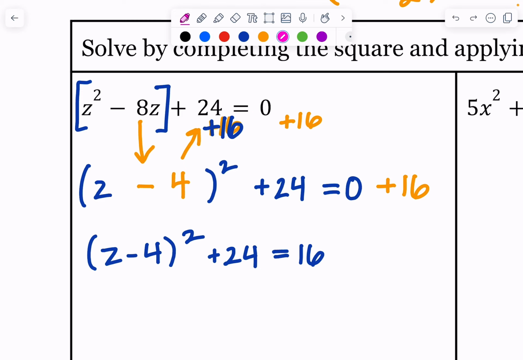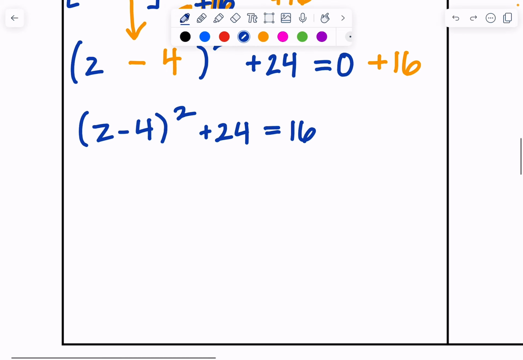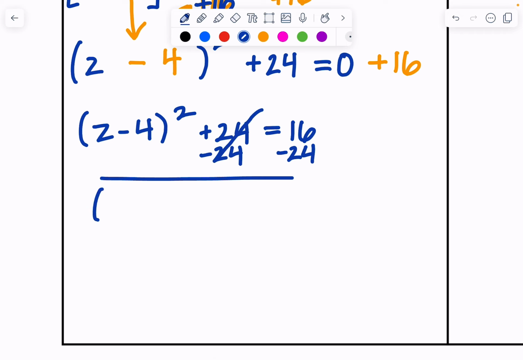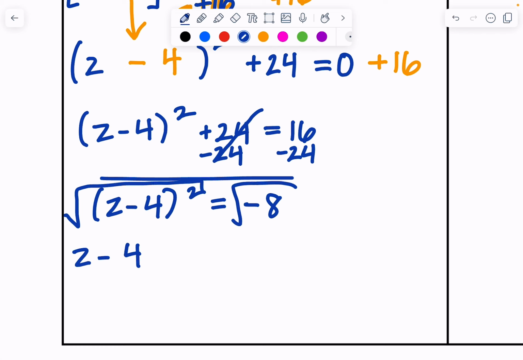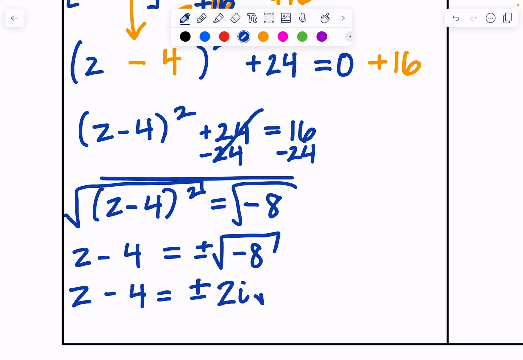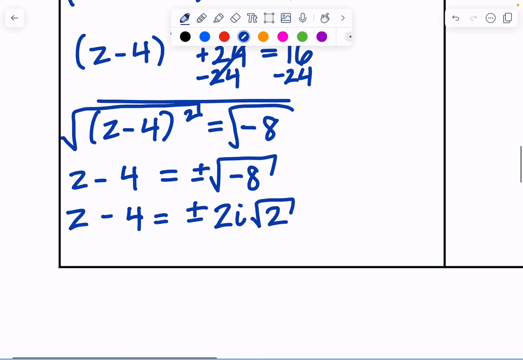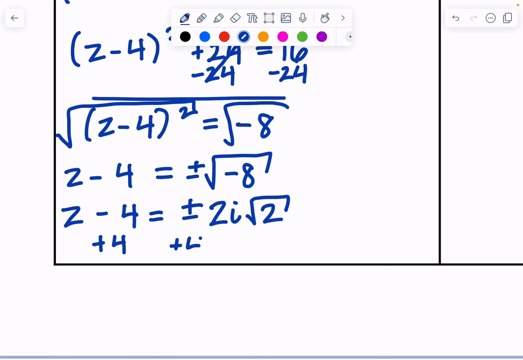All right, so now we're just going to continue to solve like we did before, minus 24 on both sides. We have z minus 4 squared is equal to -8. We're going to square root both sides, and we have z minus 4 is equal to plus or minus the square root of -8. When we do the square root of -8, we're going to get plus or minus 2i square root 2. I went kind of fast on that. That's a previous lesson. And then last up, I need to add 4 to both sides.